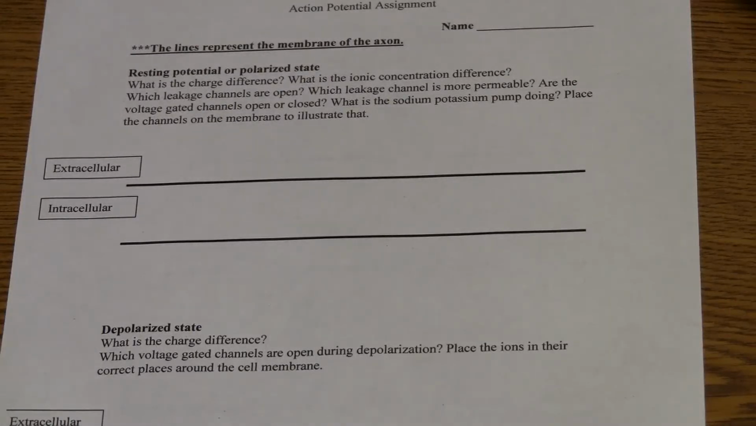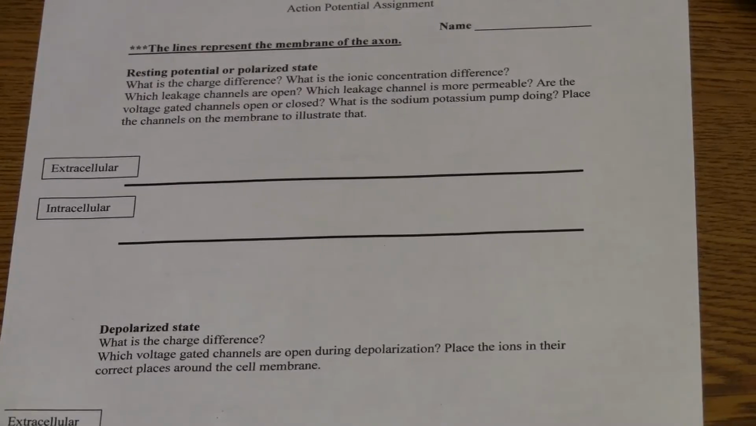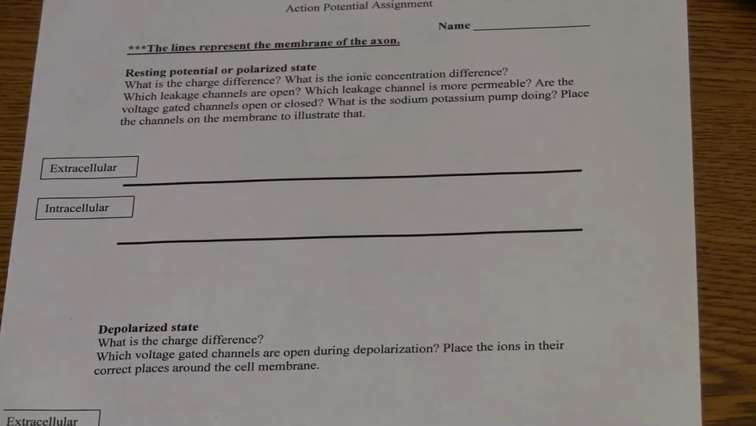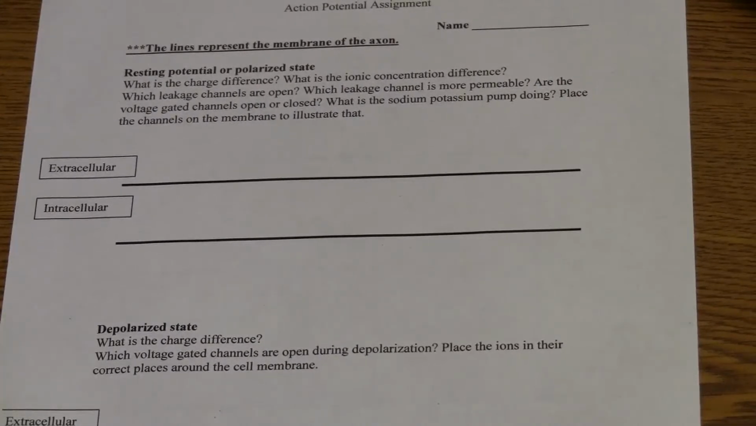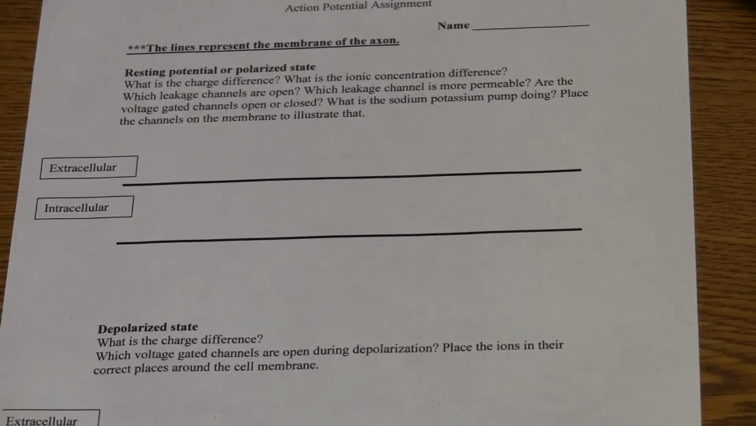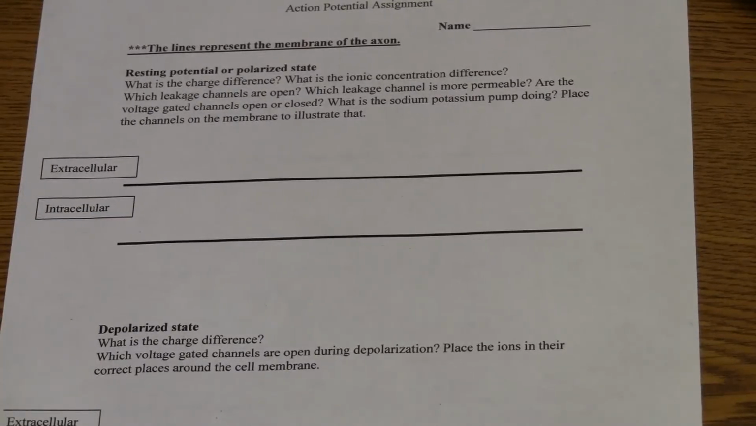Alright, we're going to talk about the action potential, and before we can talk about the action potential, we are going to talk about a resting potential or a polarized cell. So what you have in your worksheet here is the extracellular fluid on the outside. The lines are representing the membrane, if you will, of the axon of the neuron, and then you have your intracellular fluid, the things that we would find inside the cell.